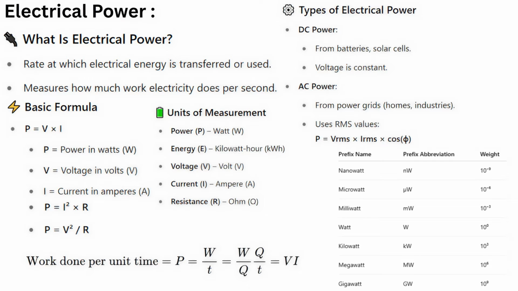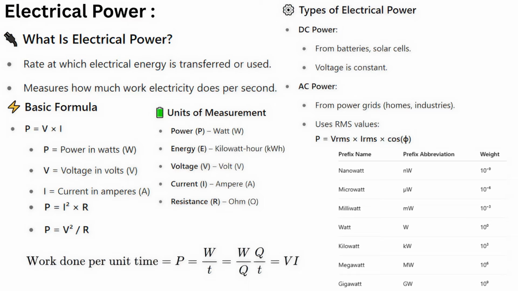Now, let's look at the language of electricity, the basic formulas. The most fundamental formula you'll ever see for power is P equals V times I. Let's decode this. P is for power, which we measure in a unit called watts, abbreviated as W, named after the inventor James Watt. When you see a 60-watt light bulb, that number is telling you its power consumption rate.